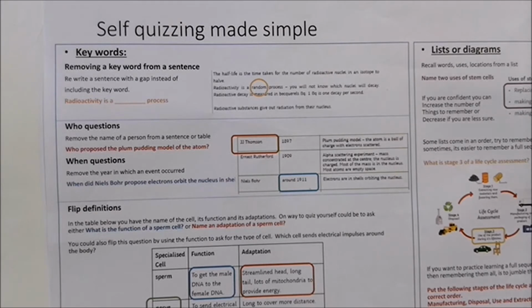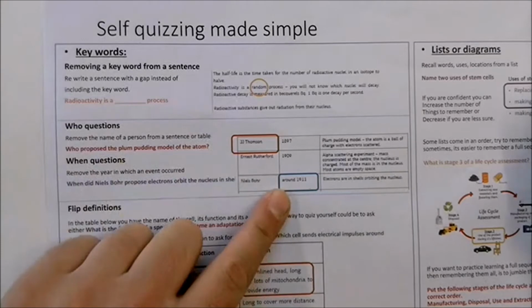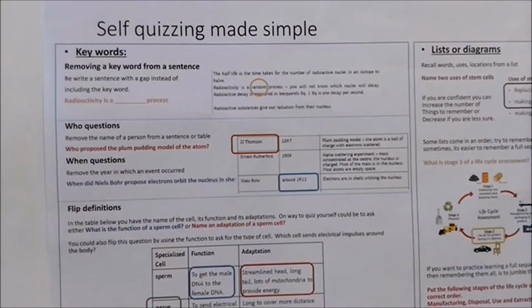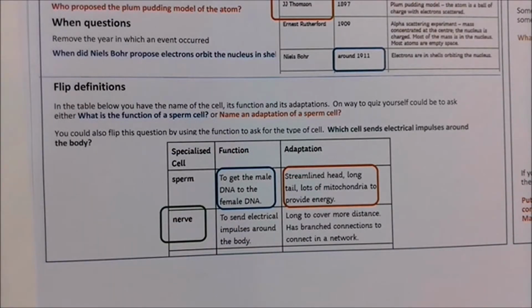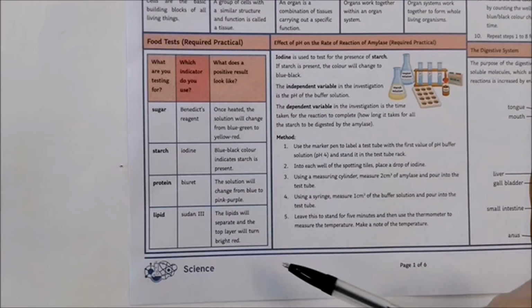Similarly, you could turn this into a who question or a when question by simply removing key names or key dates from sentences or data tables. Sometimes on a knowledge organiser, you may find your definitions and your keywords displayed as a table. This makes it very, very simple to ask for the definition or maybe some extra information about a keyword. However, it is then possible to flip that question by giving the definition or the extra information and instead asking for that keyword.